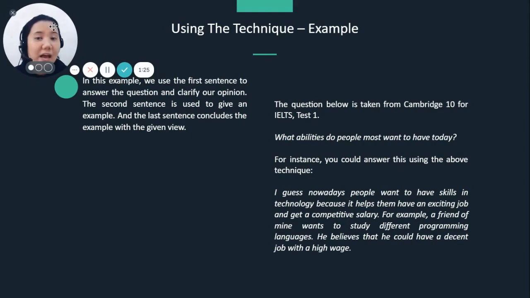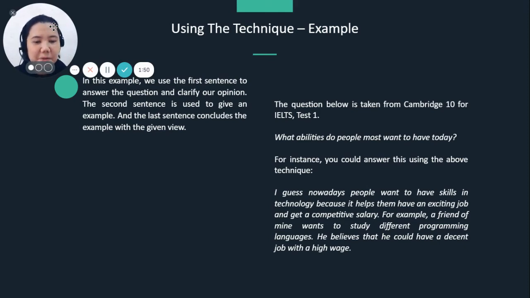All right, so for this, we are going to use the technique, using an example. So let's say the question is taken from Cambridge 10 for the IELTS. So this is the question: What abilities do people most want to have today? So for instance, you could answer this using the technique, which is giving examples. So let's try to read the answer.